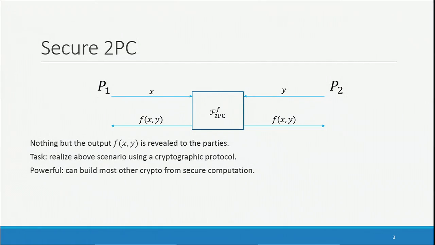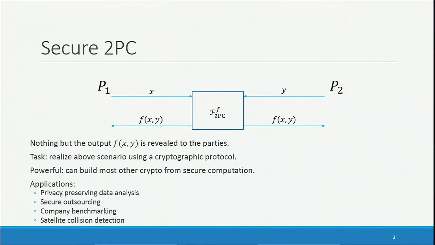And it actually turns out that this is a very powerful primitive in cryptography. You can express most other cryptography if you can do this secure computation. And this can be seen by all the applications that this primitive has. You can have privacy-preserving data analysis, you can do secure outsourcing, you can do company benchmarking, and you can even do satellite collision detection without revealing your position in space.